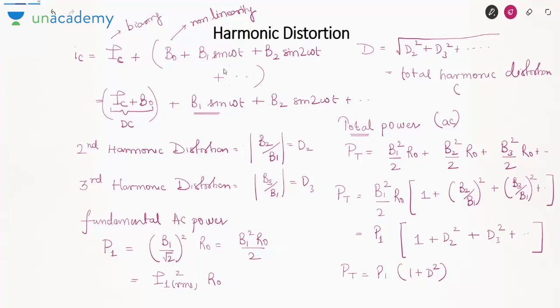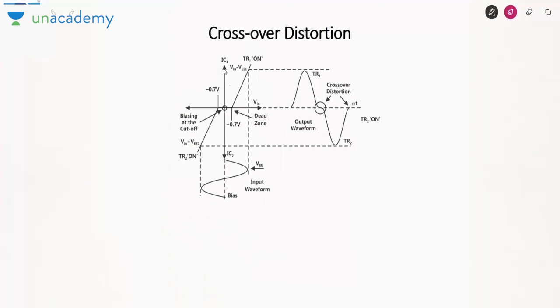That is the distortion caused by all the harmonic components, called total harmonic distortion, THD. It arises due to non-linear operation of the amplifier. The next type of distortion is called crossover distortion. Due to crossover distortion, in the characteristic we have a flat zone which is called the dead zone. What do you mean by dead zone?